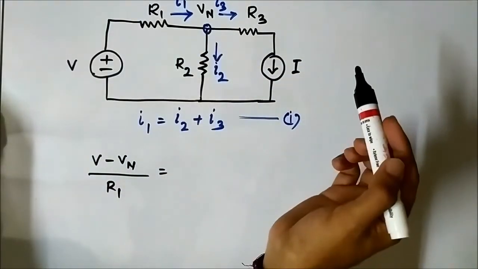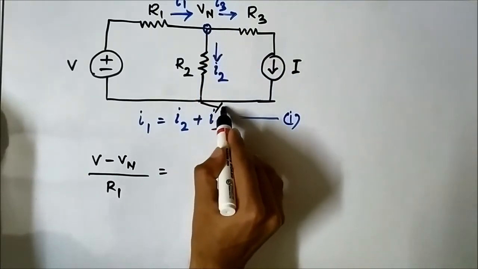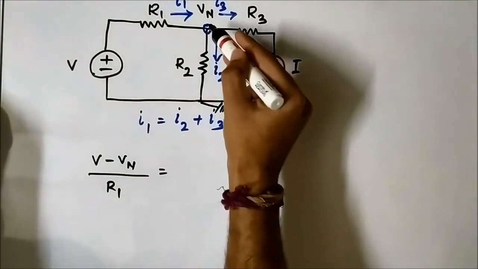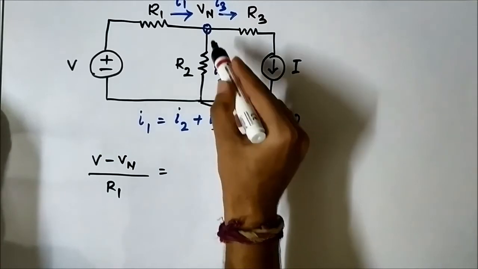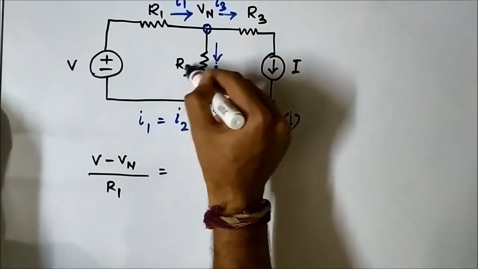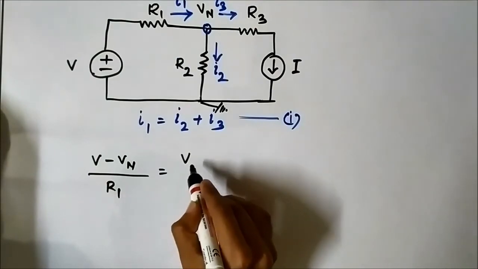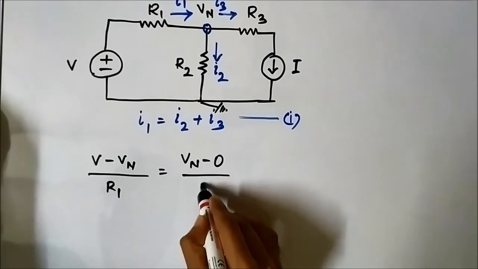I2. Here it is Vn, here it is ground. Ground means 0 volt. So, I2 is flowing from Vn ending at ground. In between the 2 points there is resistor R2. So, I2 can be written as Vn minus 0 by R2.